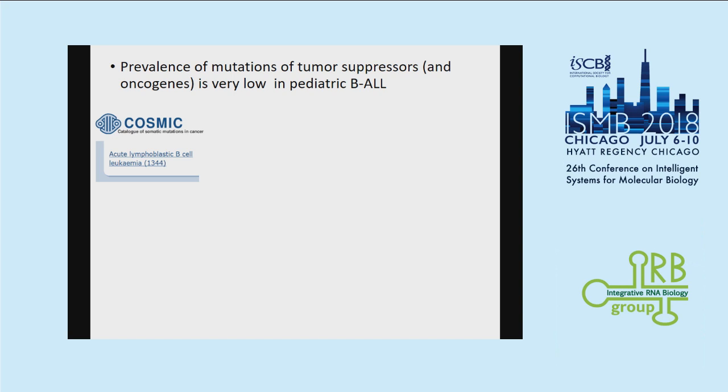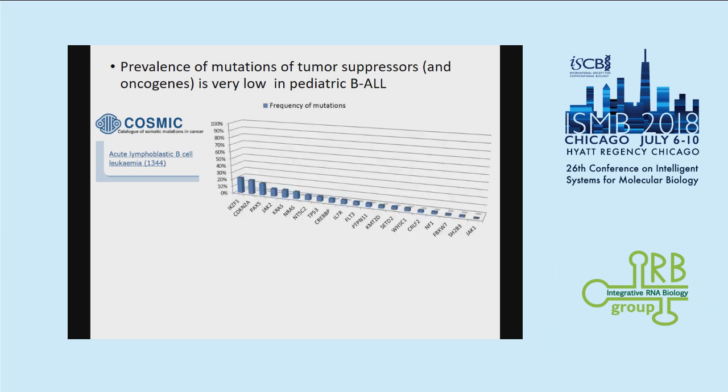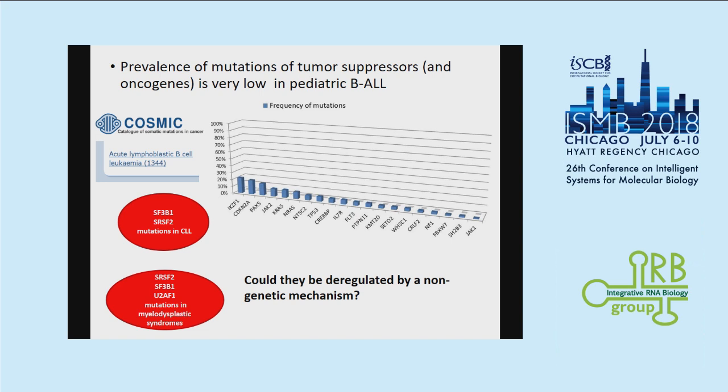So when you look at the COSMIC database, which is a database of somatic mutations, the vast majority of these driver genes is less than 10%, the actual frequency of mutations. And so we want to ask if there can be a non-genetic mechanism for their deregulation. And previously, as you heard, in other leukemias, there are mutations that occur in splice factors, but in ALL, there are no such mutations that we see.